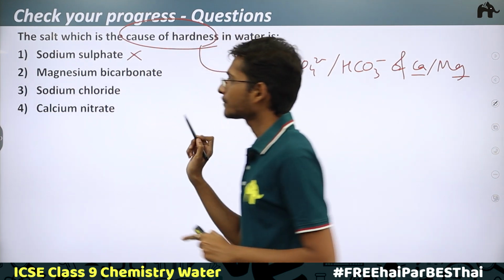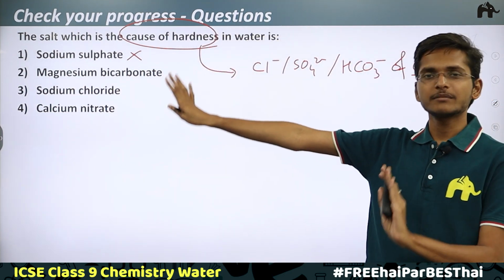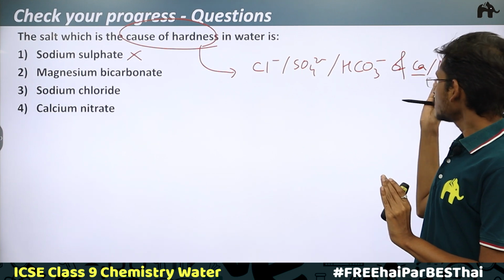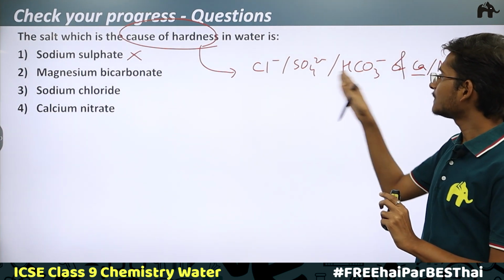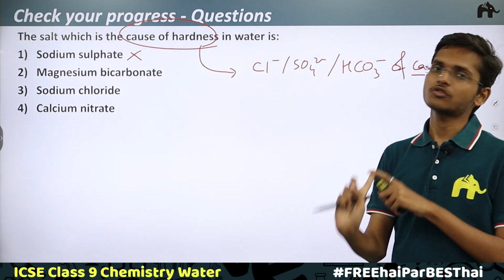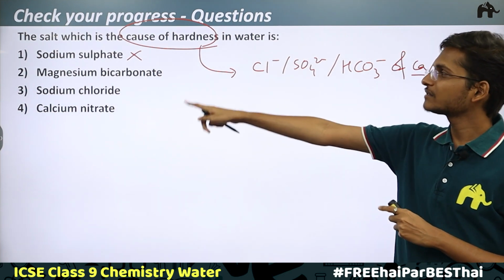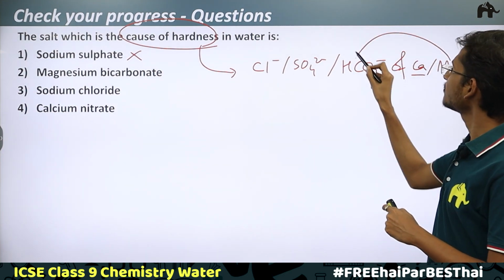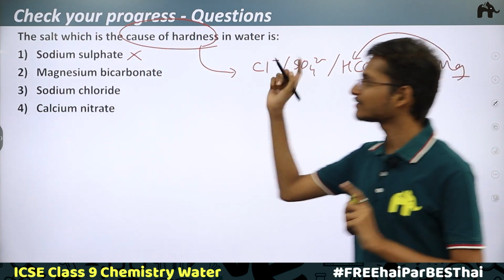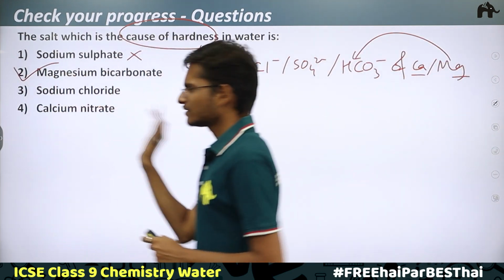Next is magnesium bicarbonate. Wait a minute. Magnesium salts of chloride, sulfate and bicarbonates are the cause of hardness, right? And here it is magnesium bicarbonate. So yes, we got our answer. Okay, let's see the next options.